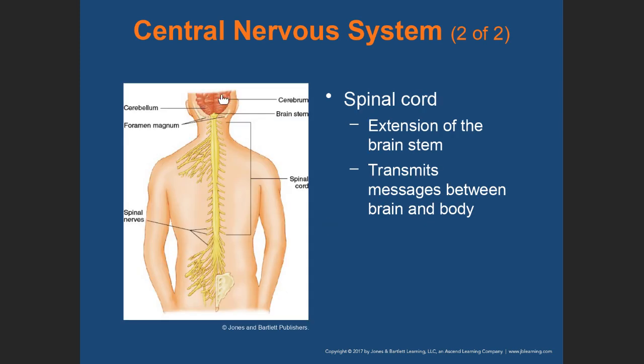Now, the spinal cord is the connection between the brain and the rest of the body. As it exits the foramen magnum, there are nerves that branch out to the upper and lower extremities, and signals can be relayed from the brain to these areas. So the spinal cord is an extension of the brainstem. It transmits messages between the brain and body.